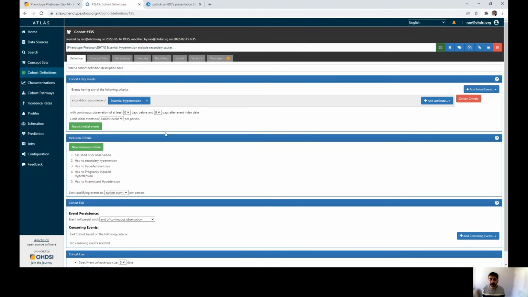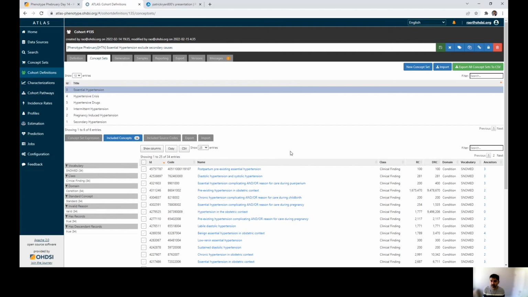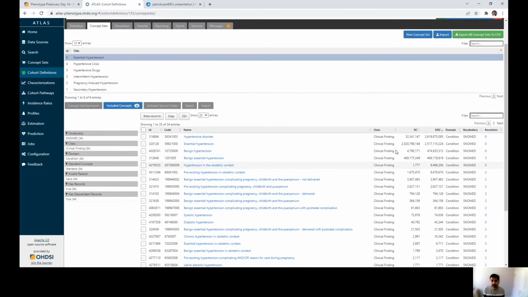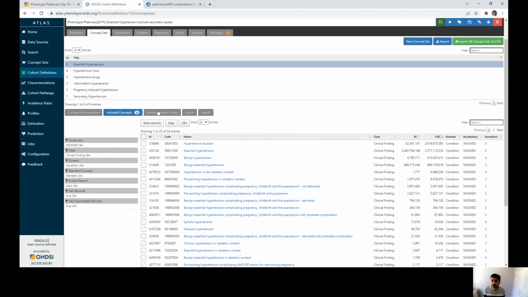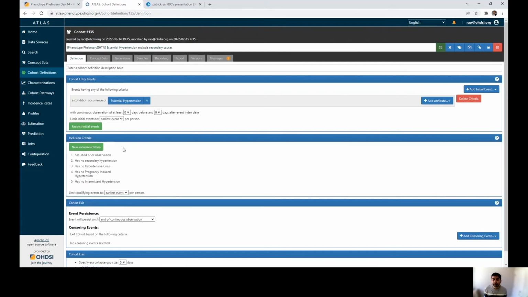So in this case, we have a condition occurrence of essential hypertension. The essential hypertension concept set expression is shown here. If I click on the included codes, it will show me the various codes that were included in this expression, including source codes that are ICD-9 and ICD-10. By the way, you can have access to it by going to OHDSI forms, and there is a request form there that you can go and request.